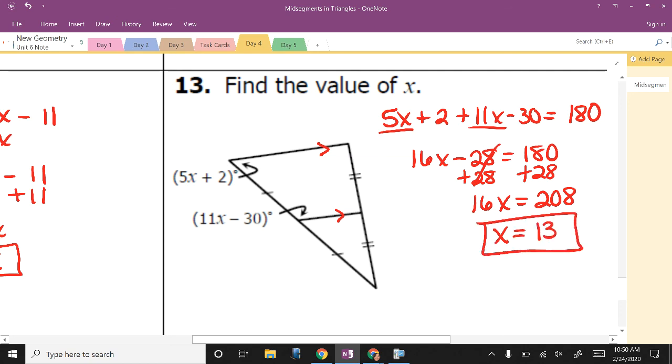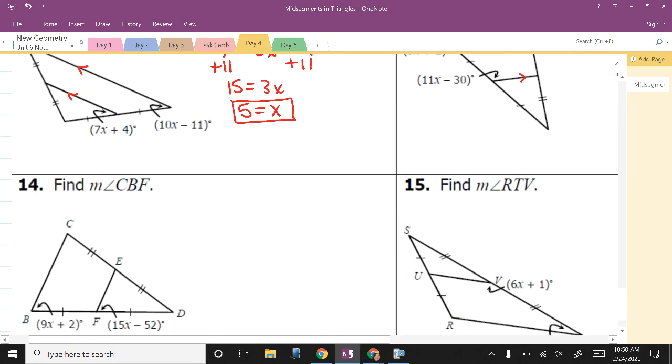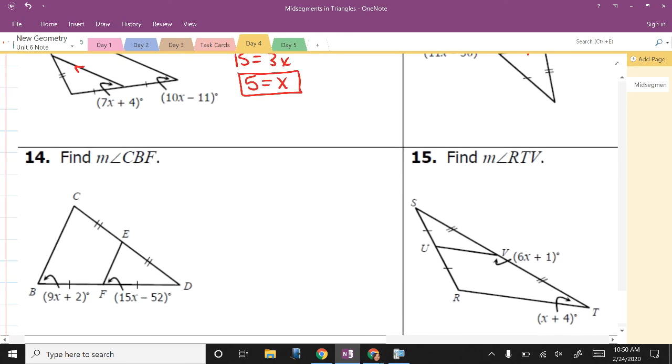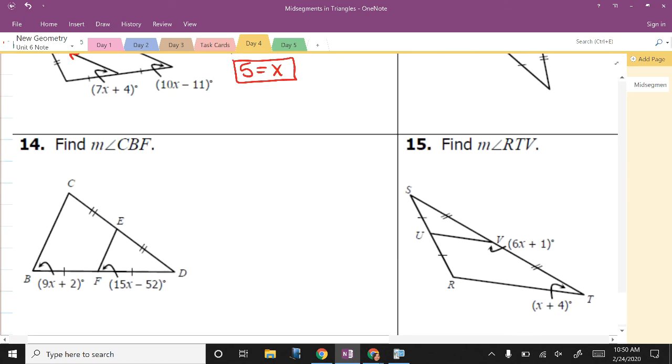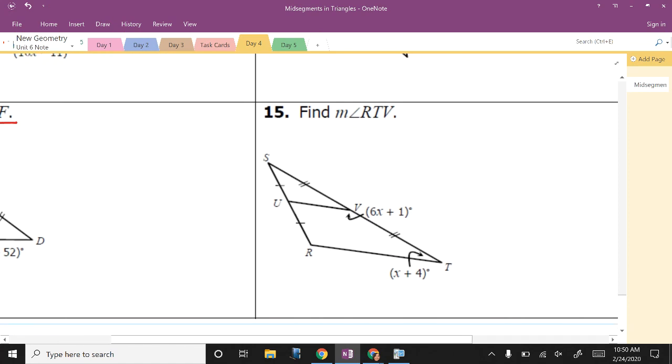And they didn't tell me to plug in, it just said find x. So if they're congruent, set them equal to each other and solve for x. If they're supplementary, add them together and set them equal to 180 to solve for x. All right. What would you do on number 14? And then it says they want you to find the angle measure, correct? What would you do on number 15? Add them and set them equal to 180, and then you're finding RTV, which is this angle, right?